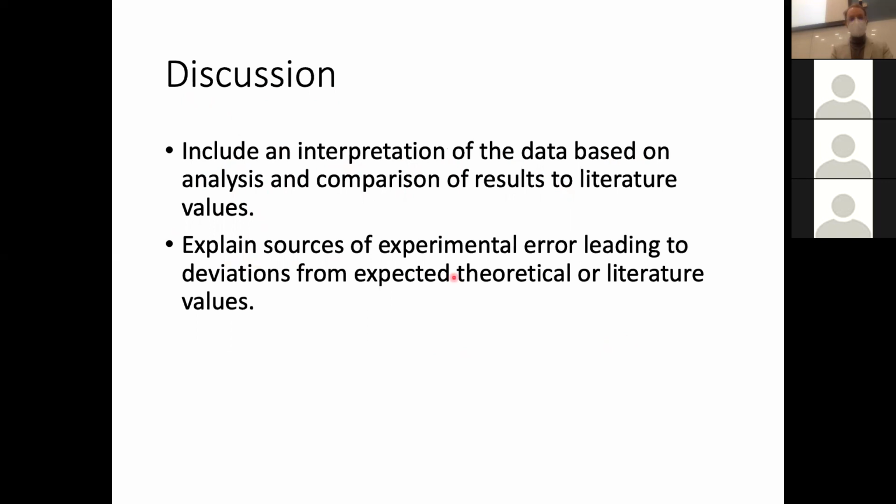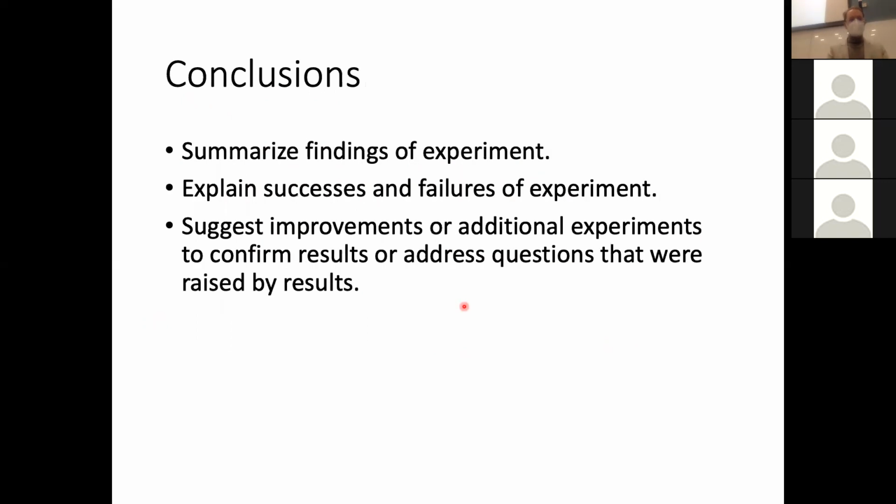You also want to explain any sources of experimental error that could have led to deviations from the expected theoretical or literature values. And then finally, you want to have a conclusion section. So here's where you, once again, summarize what is the main finding of your experiment. You want to explain whether your experiment was a success or failure.